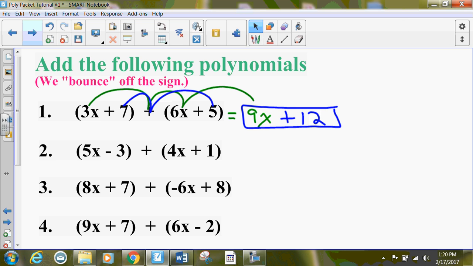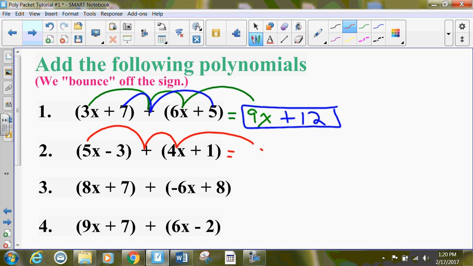So we'll continue. 5x plus 4x, that's going to give me 9x. Negative 3 plus 1, if I put that in my calculator, I get a negative 2.